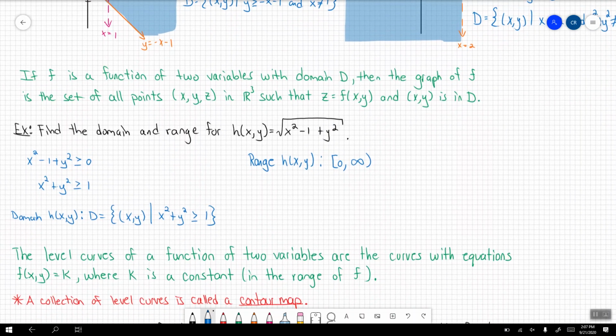Now let's look at what are level curves.